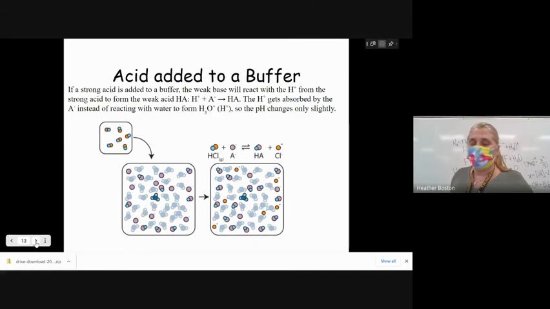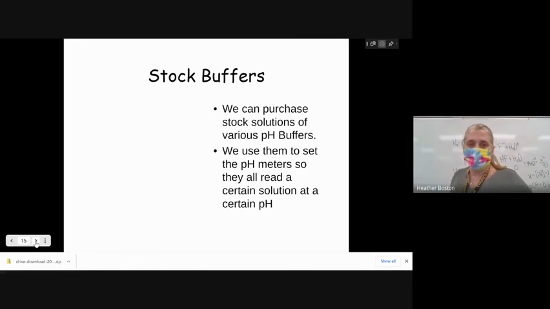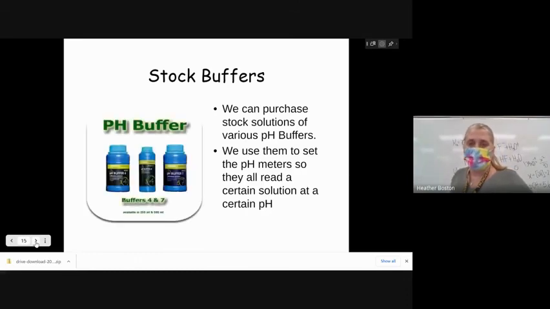So here's what it looks like when you add a strong acid to this buffer system. It's kind of an interesting concept in that this buffer system can protect from H plus and OH minus. So if you were to go back in the chemical storage room, you would see that I have buffers back there that I use. You can purchase them or we can make them, but this is how you make a buffer.